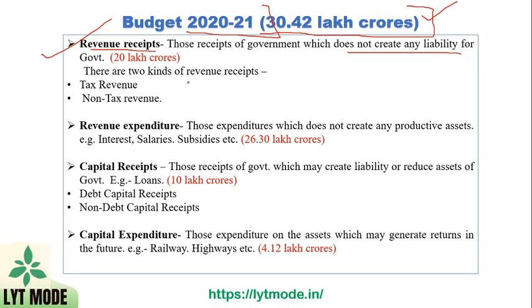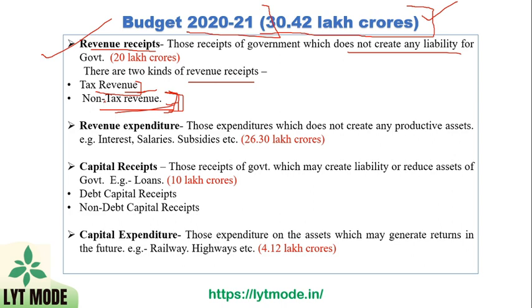There are two kinds of revenue receipts. First is tax revenue, the second is non-tax revenue. So what comes under tax revenue? There are two types of tax: direct tax and indirect tax. Indirect taxes are GST, customs, excise, and direct taxes are income tax, gift tax and corporation tax. And the next term is non-tax revenue. Interest, fees and fines come under non-tax revenue, and direct tax and indirect tax come under tax revenue. So this is the revenue receipt.